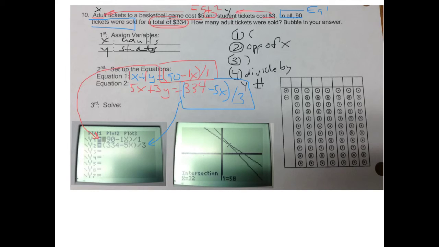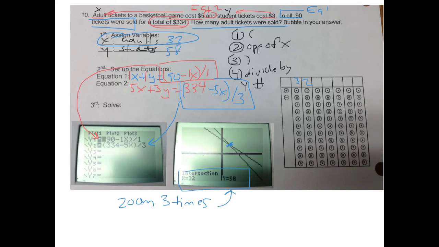That one is ready for the calculator, and you can see I put that one right there. I hit graph, and I got a screen with no picture on it. So I had to zoom, I think, 3 times to be able to get this to come up. When I could see them intersect there, that's when I hit second, trace, 5, enter, enter, enter, and I found out that the answer is x is 32 and y is 58. I go back and read the question. It says how many adult tickets were sold, so I only care about the 32.